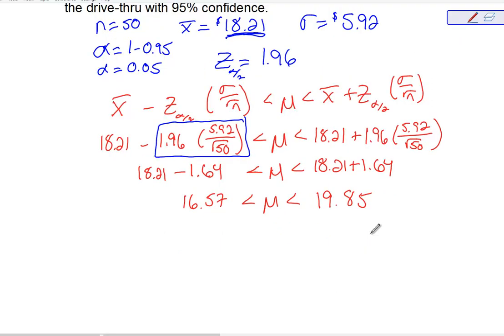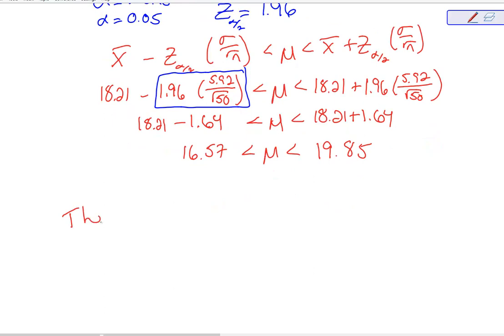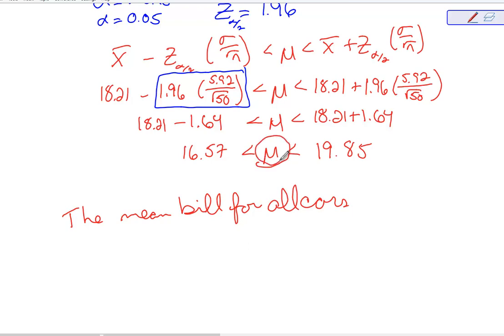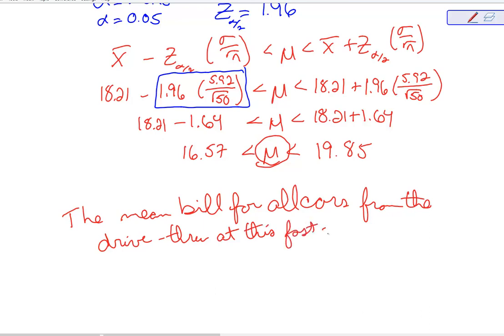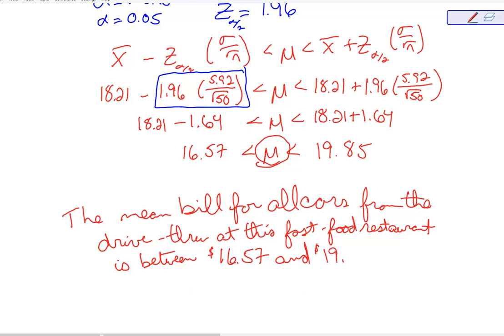Our last part is to write this in a statement in which it applies back to our problem, which is going to look like: the mean bill for all cars, and the reason why I say all cars is because we're estimating for the population, from the drive-through at this fast food restaurant is between $16.57 and $19.85.